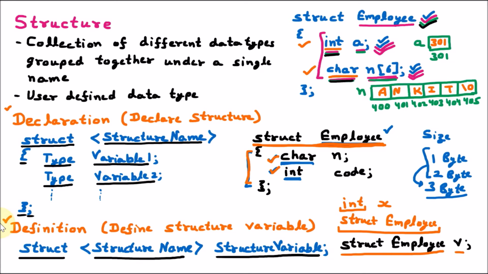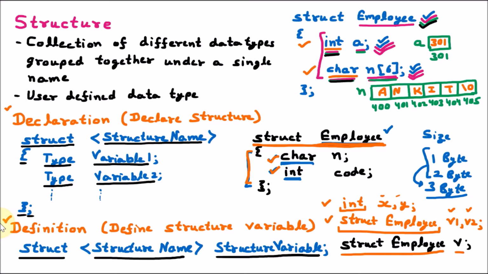Now afterward, if you want to declare the variable, similarly you can take the variable, let's say v1, and here let's say v2. In the same manner, you can declare multiple variables of the structure. You know that integer is system defined, and here we have created the variables x and y. Similarly, struct employee is the user defined type, and here we have taken the variables v1 and v2. So this is called the definition, or defining the structure variable.